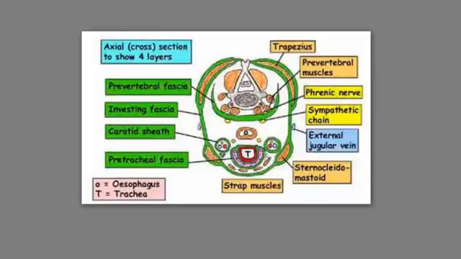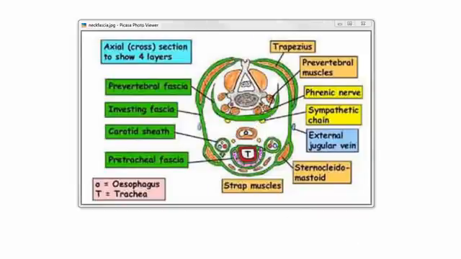So here, the fascia is all in green. So looking at the green areas. So this fascia here is the pretracheal fascia, and it encloses the viscera of the neck. So it encloses the trachea, the thyroid gland, and it actually encloses the esophagus, which isn't shown on this diagram. Just anterior to the pretracheal fascia, you can see these little oval shapes. These represent the strap muscles, so the infrahyoid muscles.